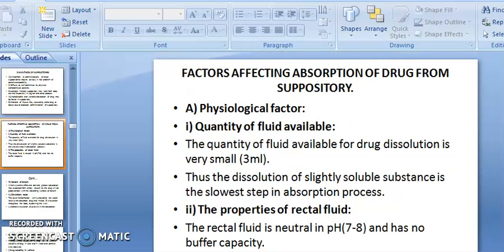Then next, factors affecting absorption of drug from suppository. Which are the factors that affect the absorption of the drug from the suppository?